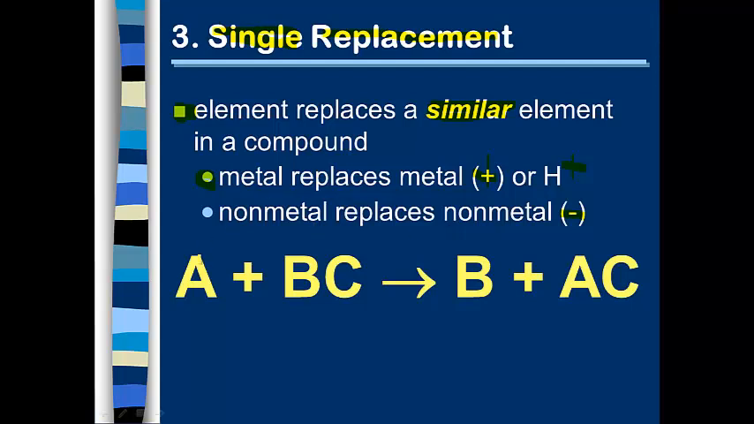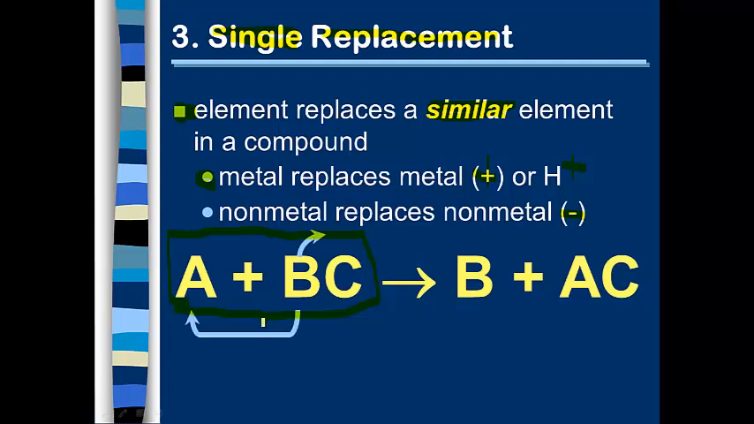This is the general form. Again, the big kicker here is that for both your products and your reactants, you have an element and a compound. So even if you just get used to identifying how many reactants or how many compounds and elements there are for the reactants and products, that can usually go a long way in helping you identify what type of reaction you are dealing with.